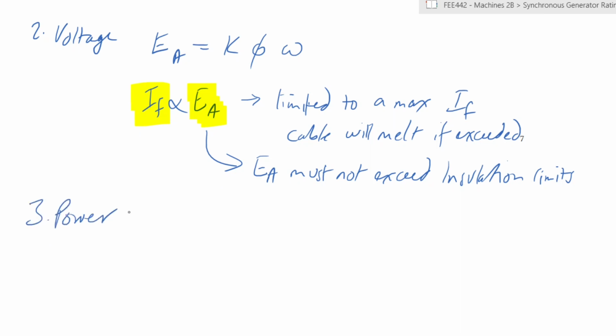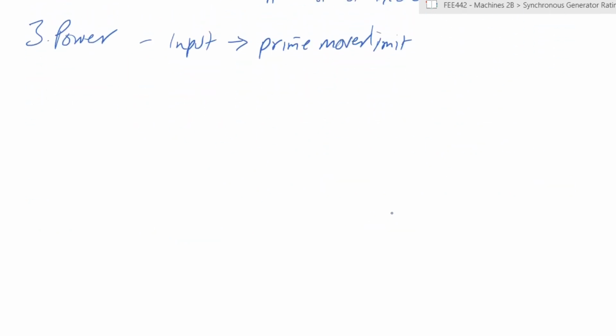Number 3 would be power. There's a limit to the amount of power that, first of all, you can apply to the machine, and secondly, you can take out of the machine. In terms of input power, this is limited by the prime mover. The input that you can put into the generator is limited by the prime mover. If your engine cannot operate beyond a certain amount of kilowatts, that is the limit of your prime mover, and this is measured in kilowatts.